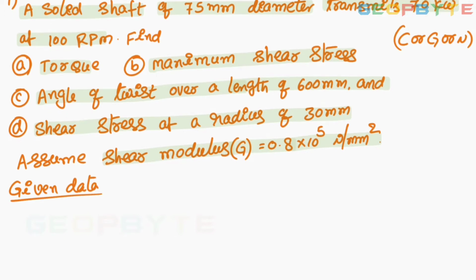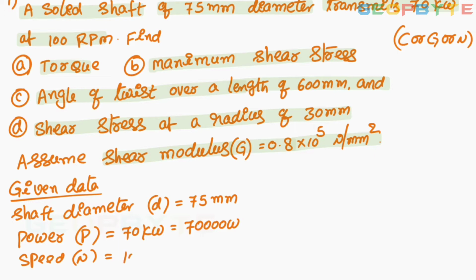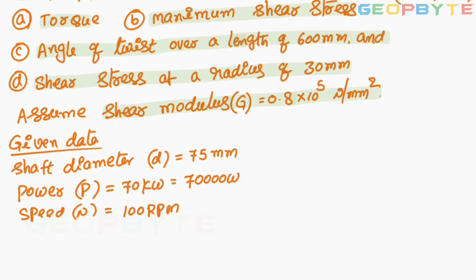Given data is shaft diameter D equal to 75 mm. Power transmitted by shaft is 70 kilowatts, which is equal to 70,000 watts. Speed n equal to 100 rpm, 100 revolutions per minute. You are asked to find the torque.